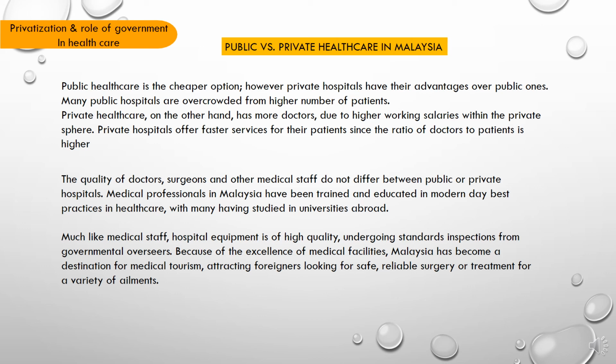So we look at the difference between public versus private healthcare in Malaysia. Public healthcare is a cheaper option. However, private hospitals have the advantage over public ones. Many public hospitals are overcrowded from a higher number of patients. Private healthcare, on the other hand, has more doctors due to higher working salaries within the private sphere. So the private hospitals offer faster services for the patients since the ratio of doctors to patients is higher.